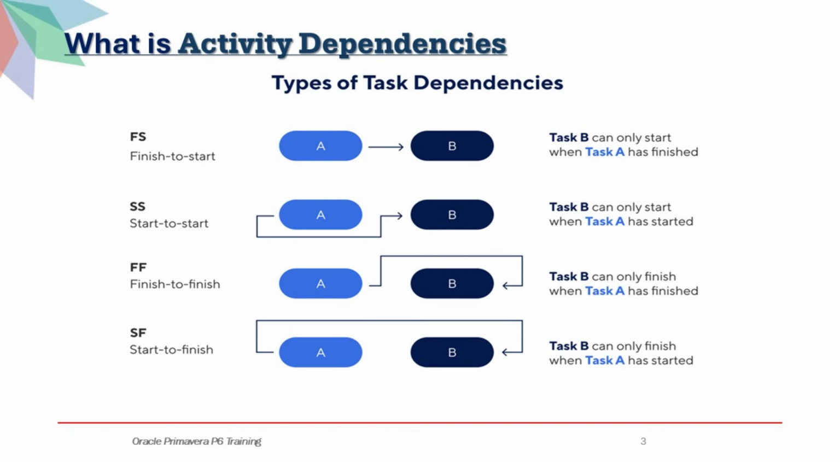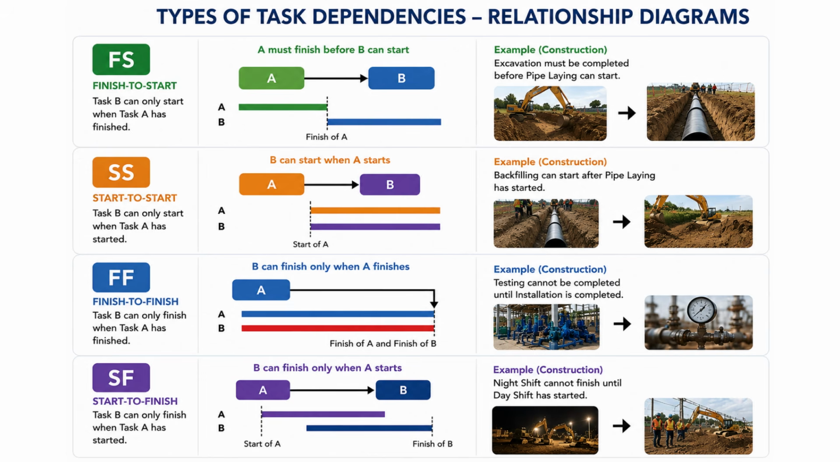Start to finish, SF, is the least common relationship, where the successor activity can finish only after the predecessor activity has started. A typical example is a shift handover, where the outgoing operator cannot finish duty until the incoming operator starts duty. Understanding these relationships is essential for developing realistic project schedules and accurately representing the sequence of work.